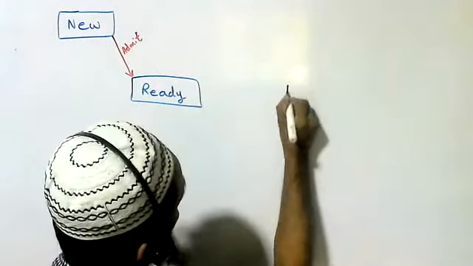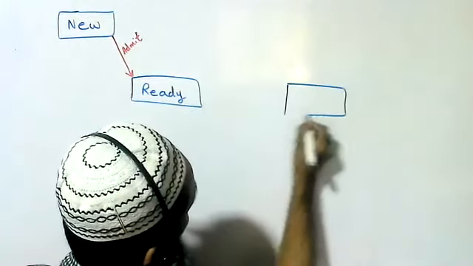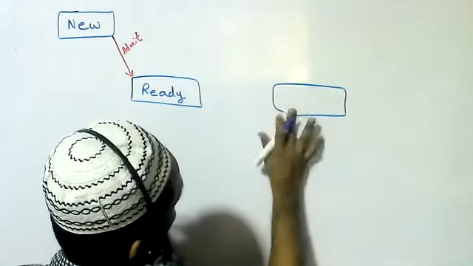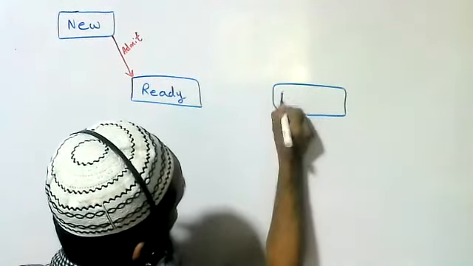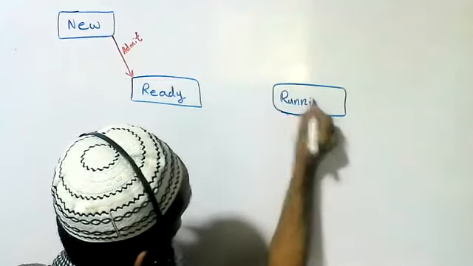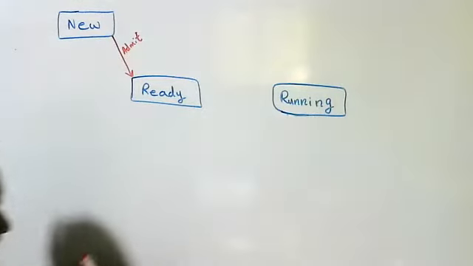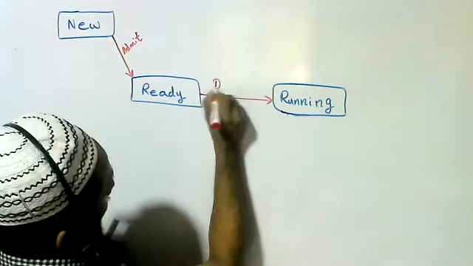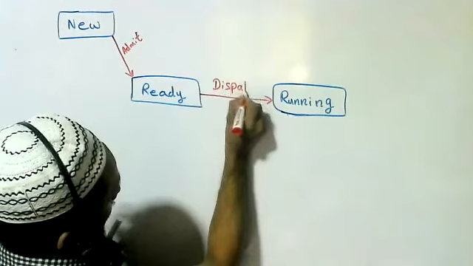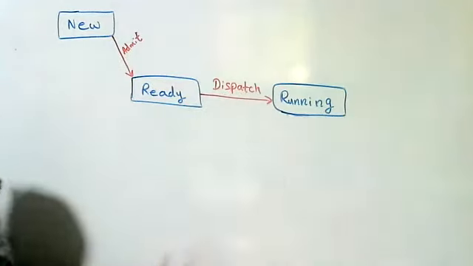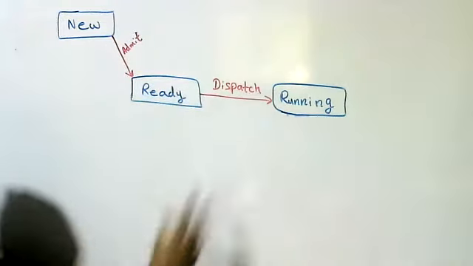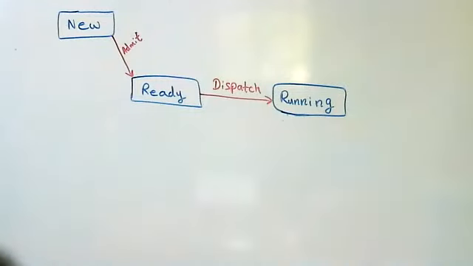Then it goes to running state. This is called dispatch. These things we have discussed in detail. Today I'm going to explain the schedulers. So to explain schedulers, we need this 7-state process transition diagram, students.